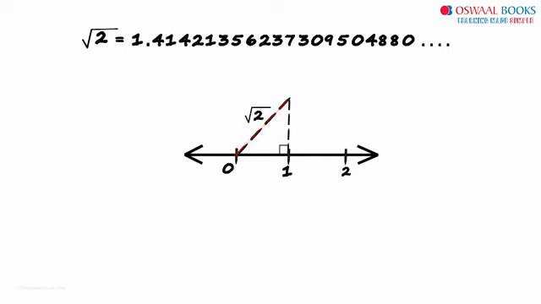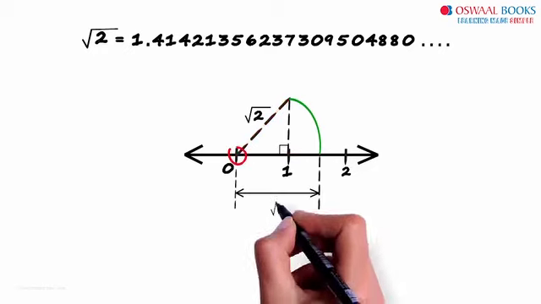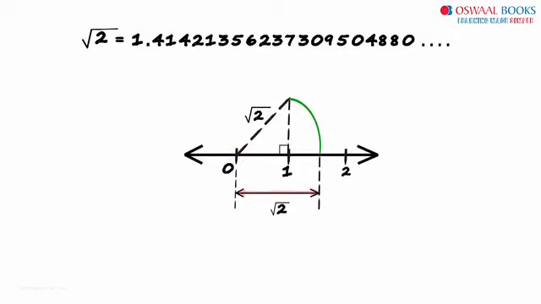Once this is done, we can just keep the vertex of the compass at this point and cut an arc which cuts the number line. This distance will equal this distance as both are radii of the same circle with this center. So this distance will equal root 2. That's how we plot root 2.